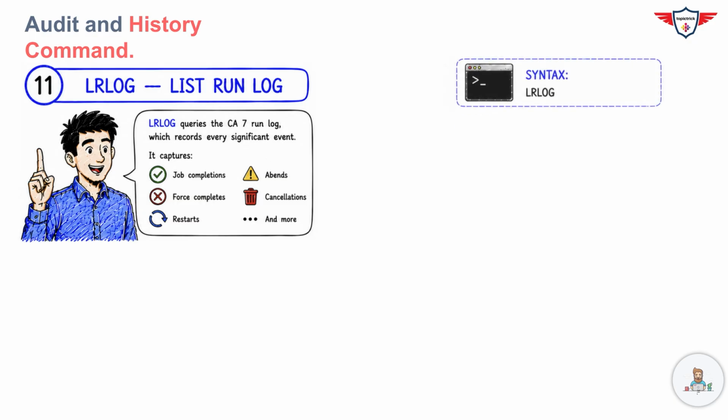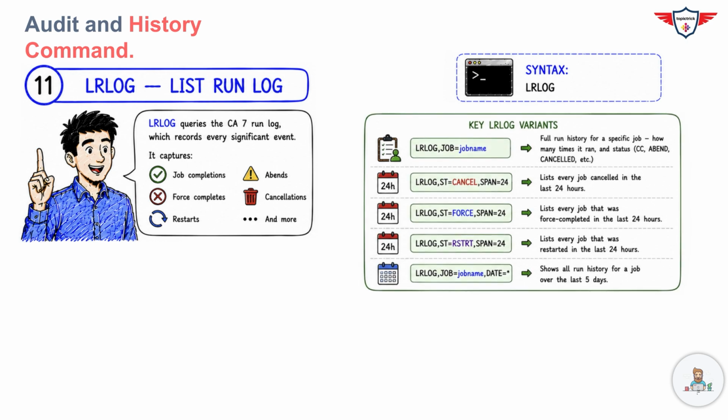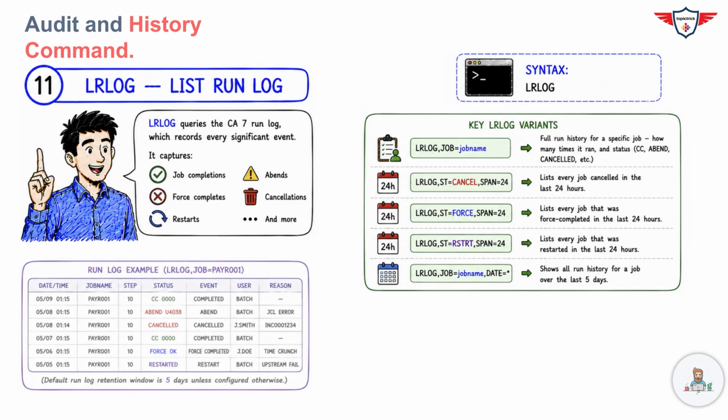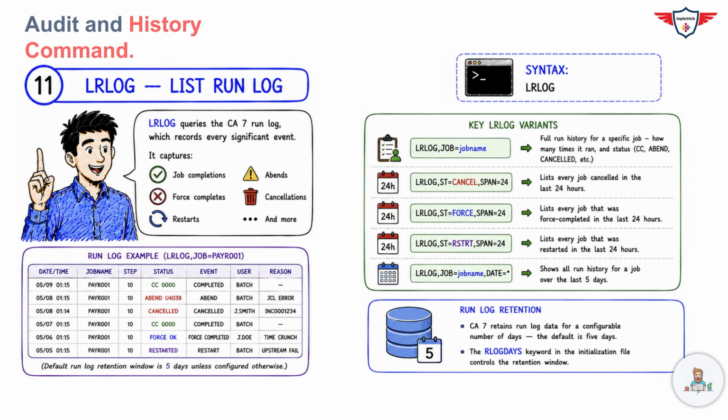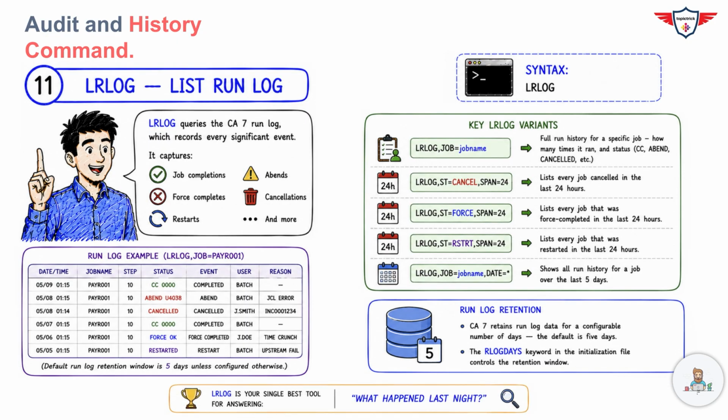So the very first command is LRLOG or list run log. And the syntax is pretty simple. You just use LRLOG. And this is one of the most powerful commands available to production support teams. It actually queries the CA7 Run Log, which records every significant event, that is job completion, force completion, restart, cancellation, and abeyance. Now let's look at different variants of this command.